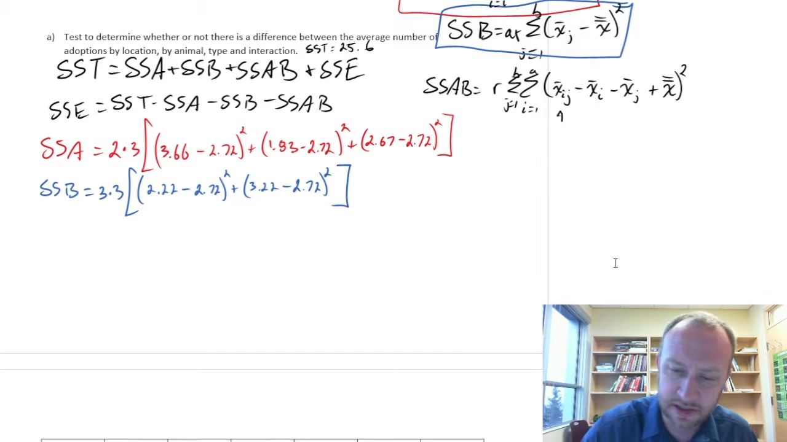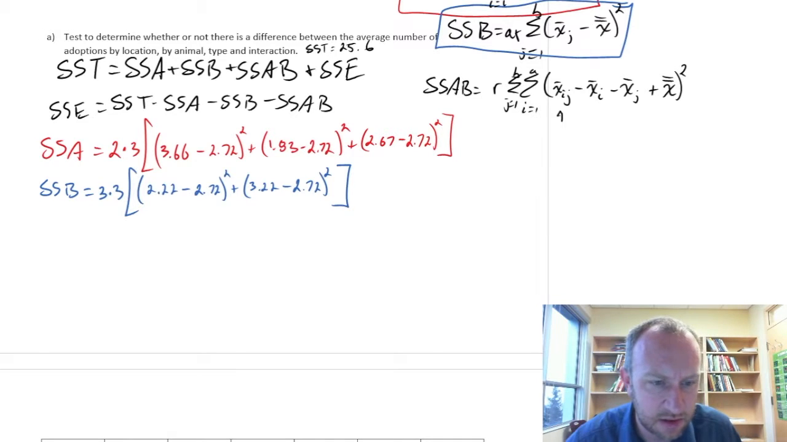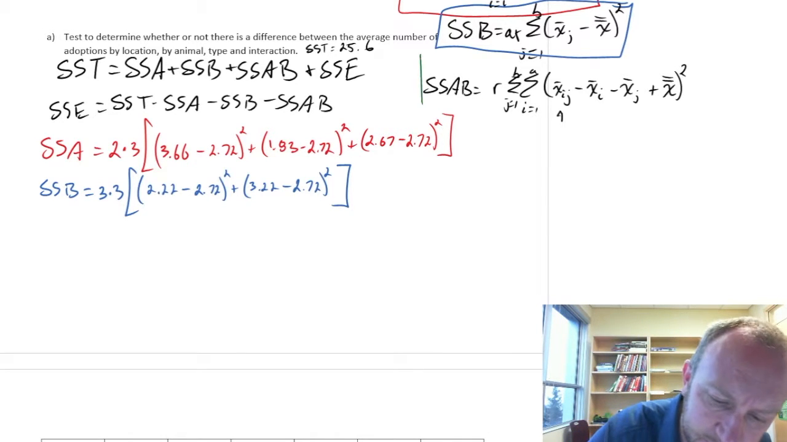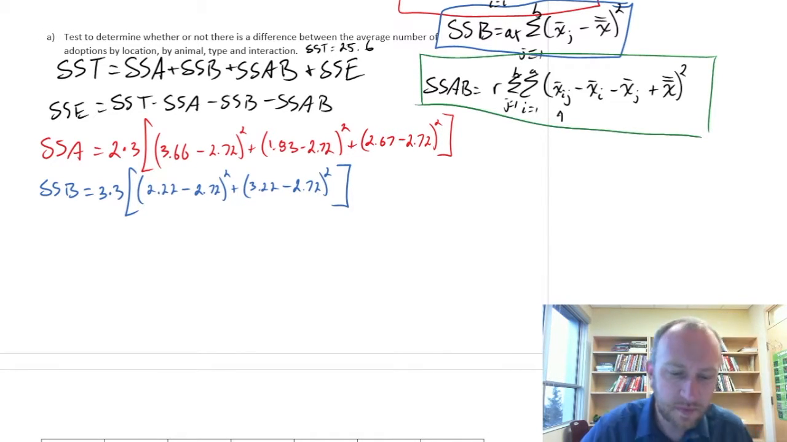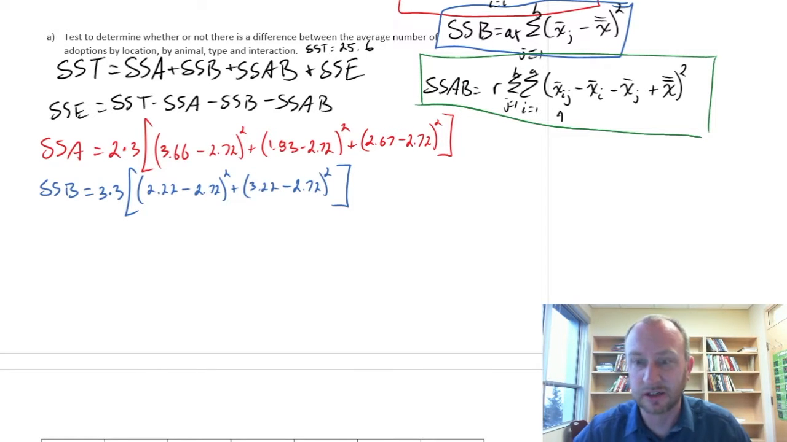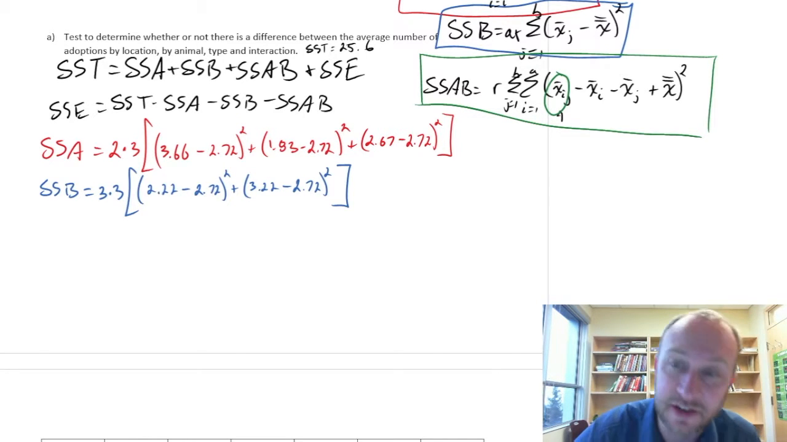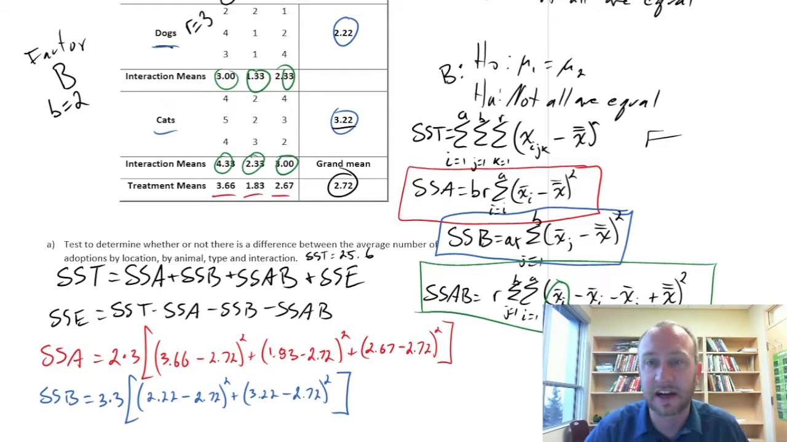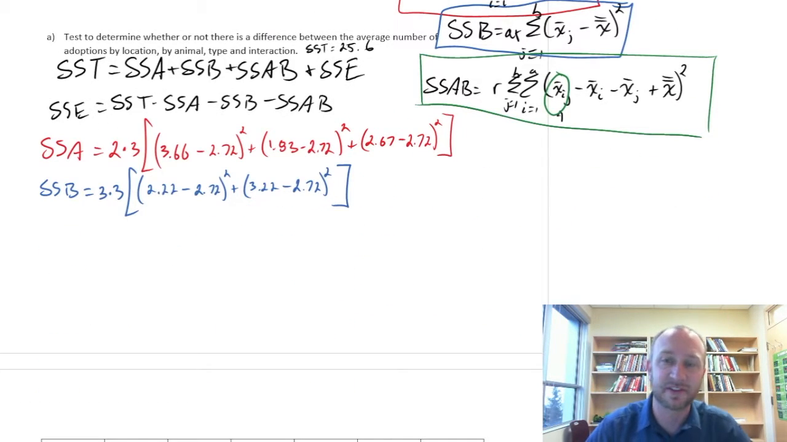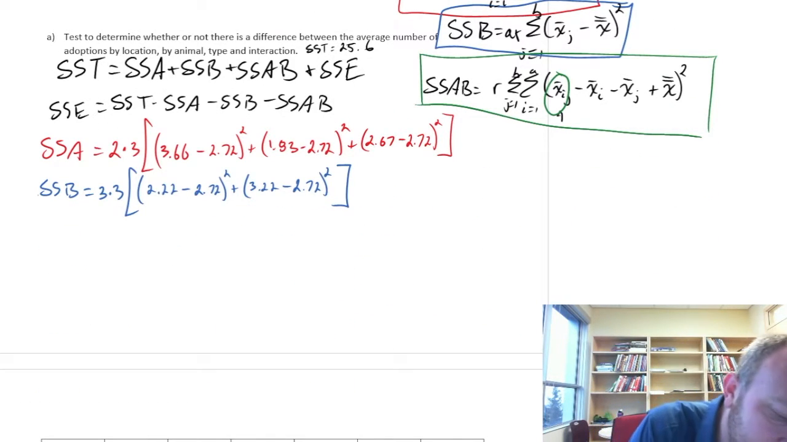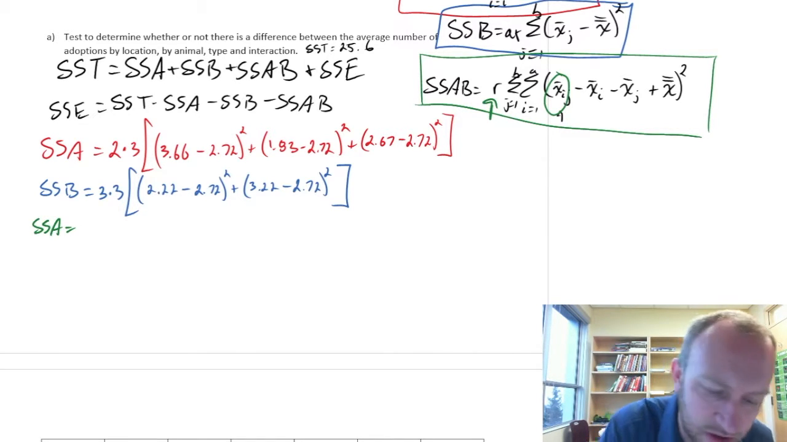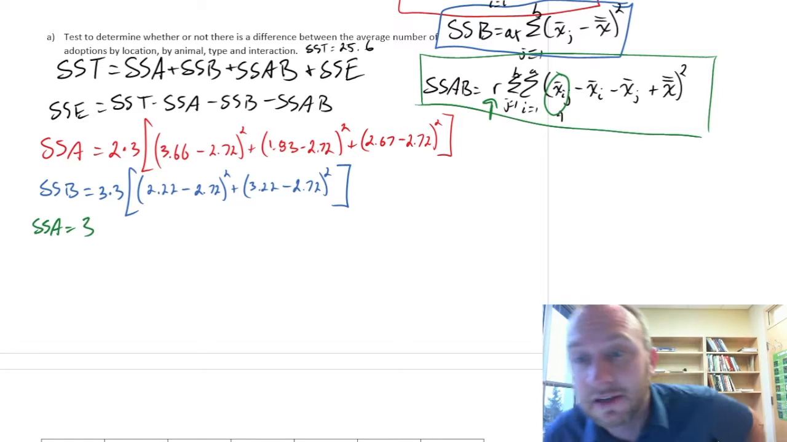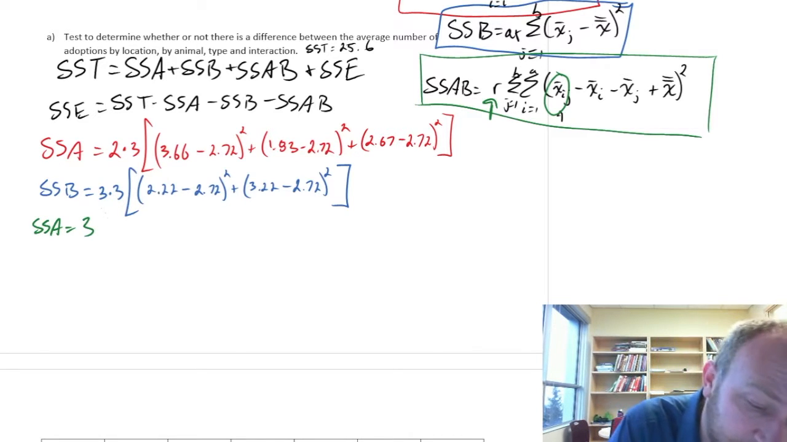So interaction, this is going to be this awful one here. It's long because we're looking at our interaction means, and here I have 1, 2, 3, 4, 5, 6 interaction means. So there's 6 of these things we have to square and add together. So this one might be a little bit longer. So we multiply by r, which is our number of replications. Here is just 3. So 3 times.